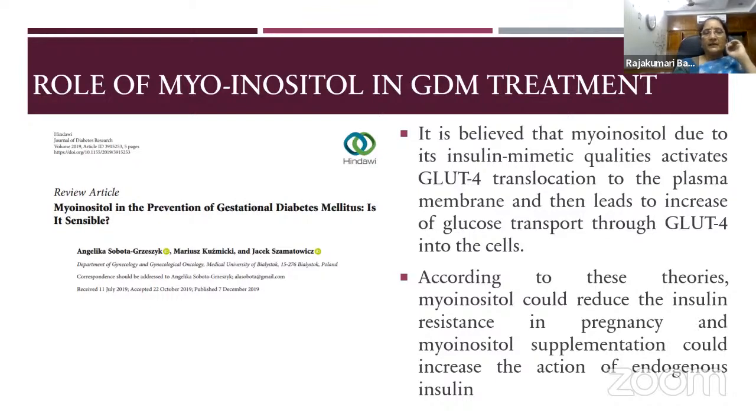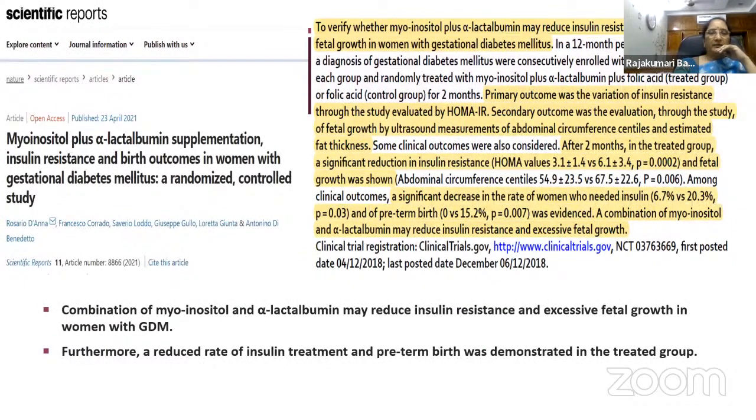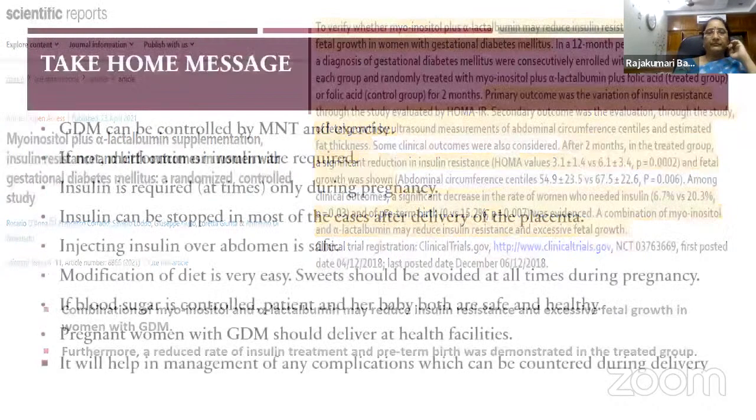So in practice, in high-risk cases and in patients who are obese and prone to GDM, as a preventive measure, I am using myo-inositol and MNT, and I'm advising exercise regularly for these patients, even though they are not detected as GDM, to prevent GDM. A combination of myo-inositol and alpha-lactalbumin may reduce insulin resistance and excessive fetal growth in women with GDM. Furthermore, a reduced rate of insulin treatment and preterm birth was demonstrated in the treated group.